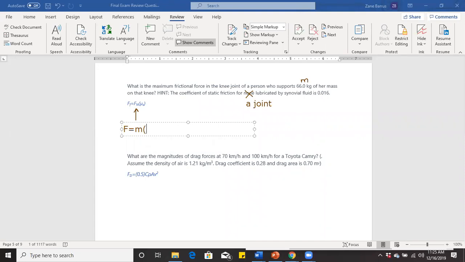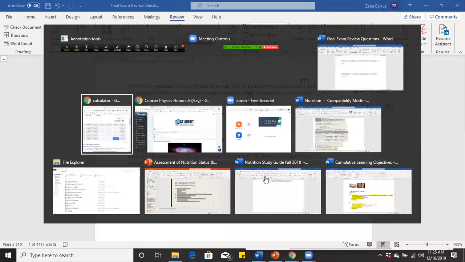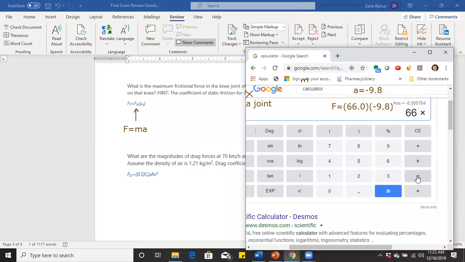And since the weight of this person is bearing down on this knee joint, we can treat the acceleration as being due to gravity, because gravity is pulling down on this person's body, which is stressing out their knee joint. Okay, so we can assume then that A is going to be equal to negative 9.8. Okay, so let's go ahead and figure out what the force on the knee is going to be. So force is equal to mass, which we said was 66.0 kilograms, times A, which is negative 9.8 meters per second squared. Okay, when we times those two things together, I take 66, I times that by negative 9.8, and I get a force of about negative 646.8. So equals negative 646.8 newtons.